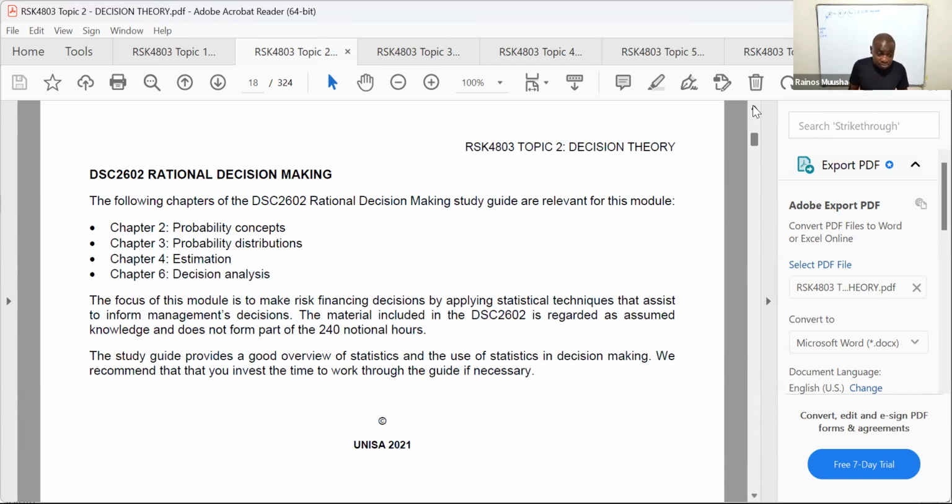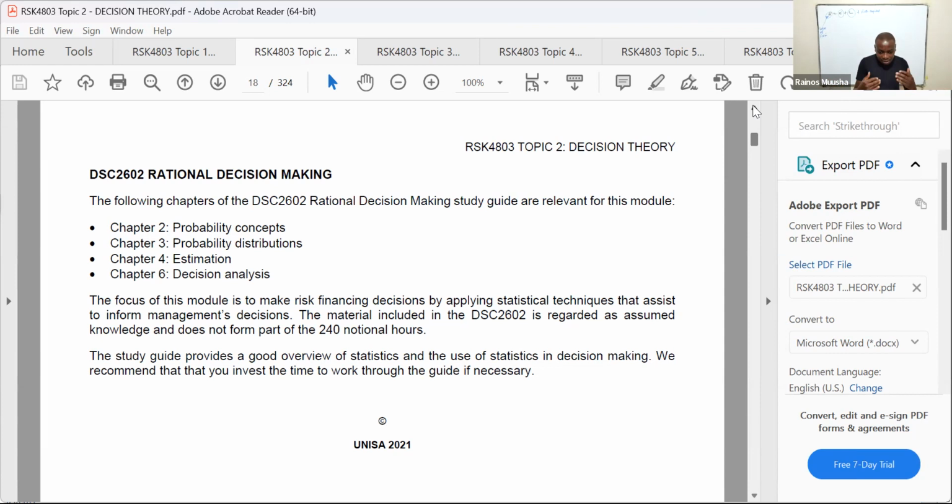But please note, when it comes to assignments, expect questions to be asked here. There is a question that you should expect in the assignment coming from this particular section, but not necessarily when it comes to preparing for the exam. So this is where you need to be very cautious when dealing with this material. Year in, year out, they always ask questions in the assignments regarding DSC 2602 material. But when it comes to the exam, not so much.